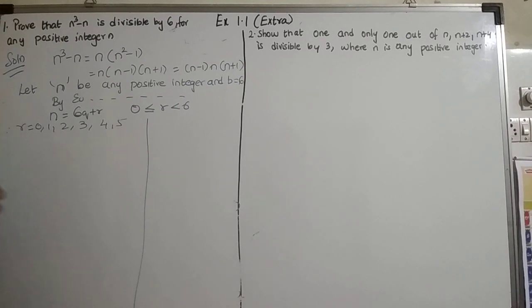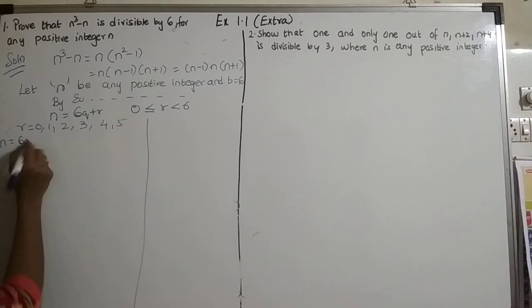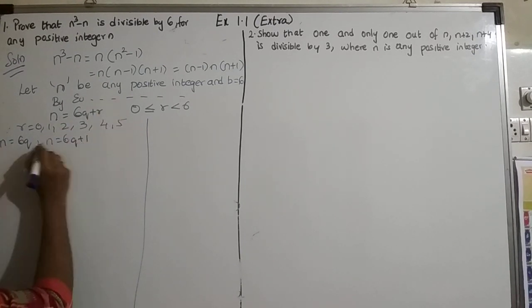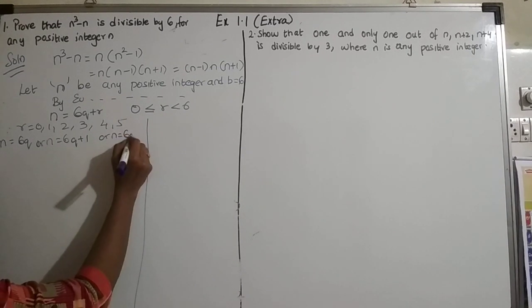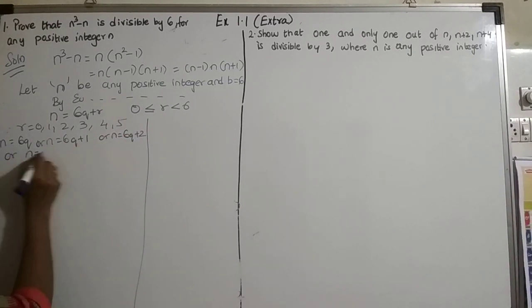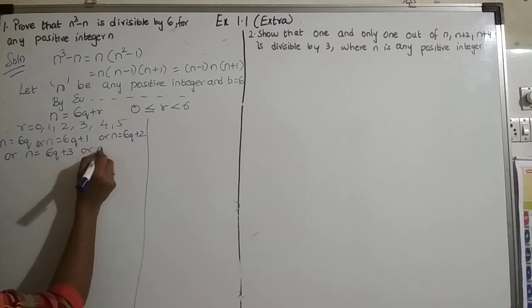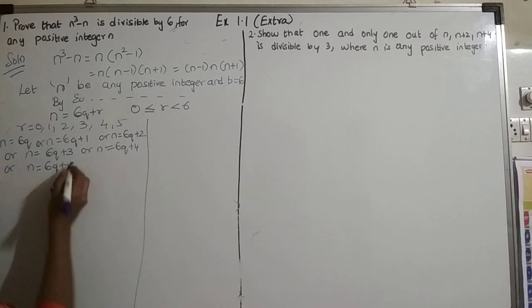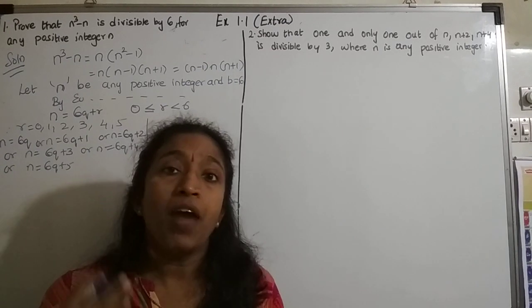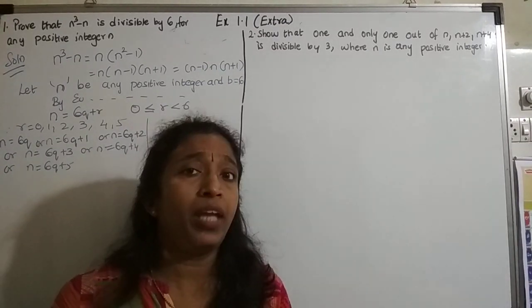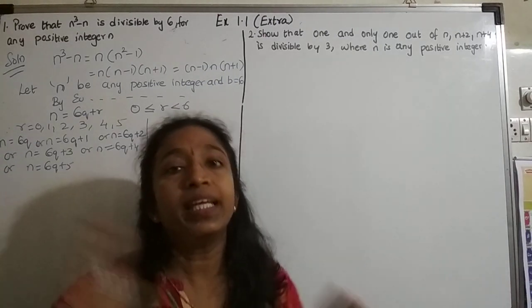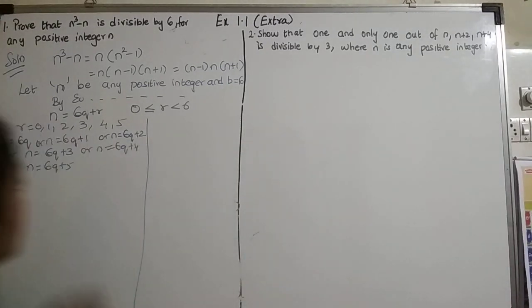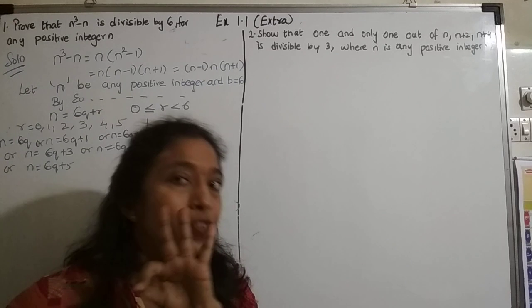So what are the possible values of n? n will be equal to 6q plus 0. Then when r is 1, n will be equal to 6q plus 1, or n equal to 6q plus 2, or n equal to 6q plus 3, or n equal to 6q plus 4, or n equal to 6q plus 5, right? So we have a total of 6 cases. Now we have to prove that it is divisible by 6. So what should be our aim? We have to bring it into the format of 6 times something. If I bring out 6 times something, that means it is divisible by 6, correct? So let's go. There are a total of 6 cases, students. I will be doing only the first 3 cases.